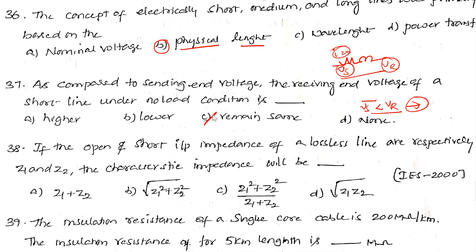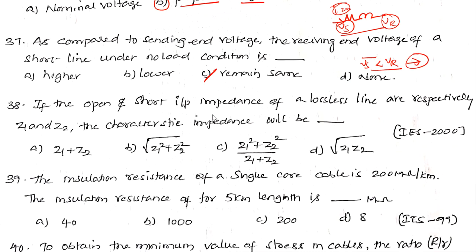Next one, if the open and the short circuit impedance of a lossless line are respectively Z1 and Z2, so Z1 belongs to open, Z2 belongs to short, the characteristic impedance will be, the answer for this one is square root of Z1 Z2.